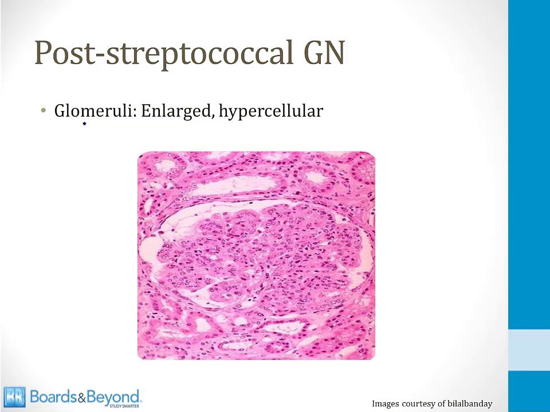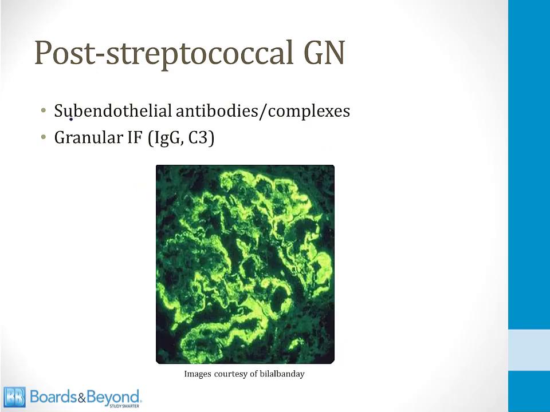On light microscopy, the glomeruli are enlarged and hypercellular. The hypercellularity is related to inflammation. It's seen in many forms of glomerulonephritis. The antibodies build up in the subendothelial layer of the glomerular capillaries, and for this reason, you will see a granular appearance if you do immunofluorescence staining, especially for IgG and C3.